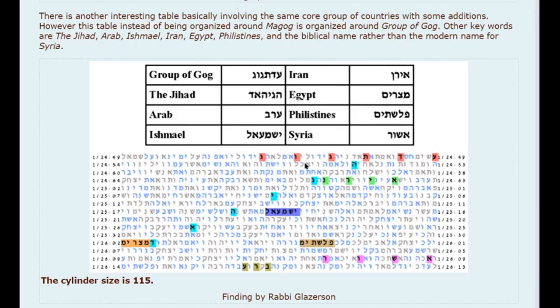You can see the verse definitely here. All of them one can see. And here is that GOG, the group of GOG. You have Iran, and you have the Jihad, Egypt, Palestinians, Syria, the Arabs.